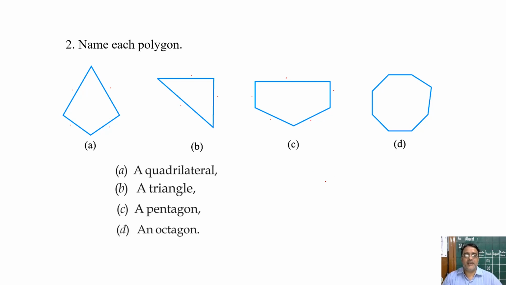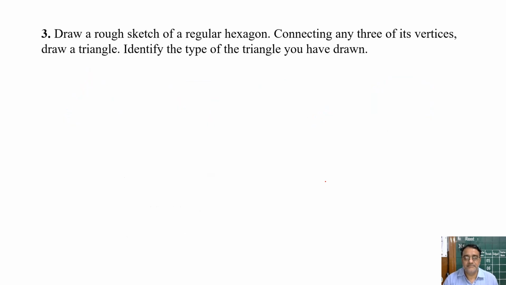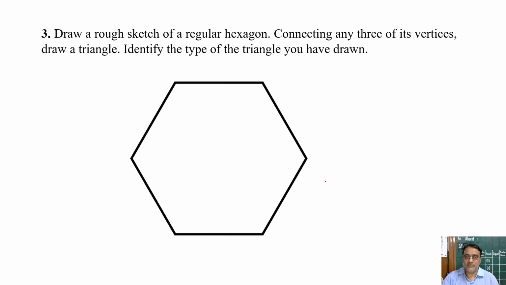Okay. So now we are moving toward question number 3. Draw a rough sketch of a regular hexagon. Regular hexagon means all 6 sides are equal, and all interior angles are also equal. Connecting any 3 of its vertices, draw a triangle. Identify the type of the triangle you have drawn. So पहले तो एक rough sketch बना लेते हैं regular polygon का, right?